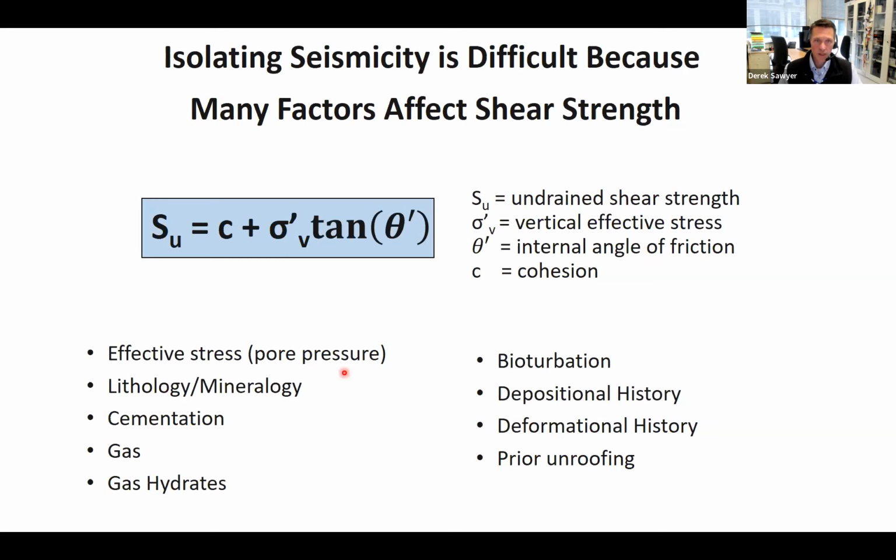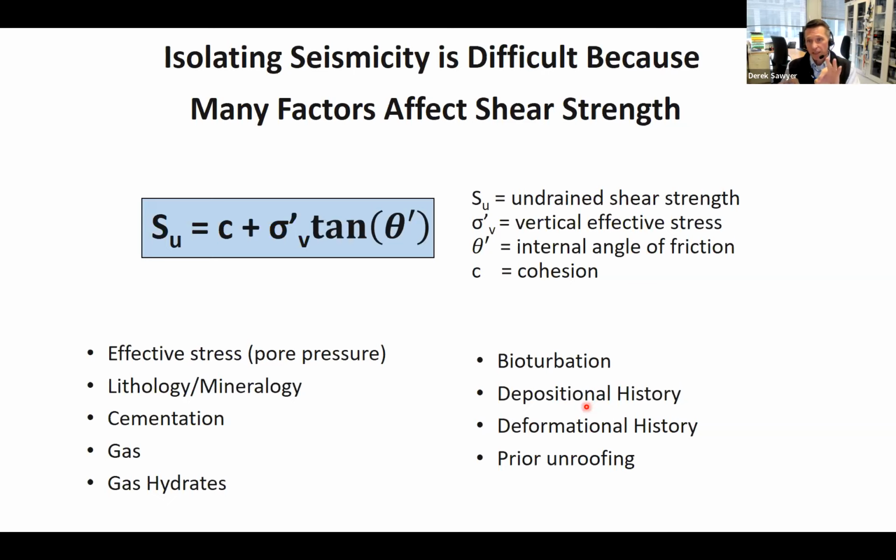And so this is just a list of things that can affect that measurement of shear strength, that vane shear measurement. You can think about effective stress. If a sample comes from a high pore pressure, Mississippi fan type environment, and we take that up, it's already going to be softer than maybe normal. If it has different lithology or mineralogy components, if it has cementation or gas or hydrates, if it's been bioturbated, that's going to be a major impact on shear strength. And depending on whether or not it's already been unroofed by prior landslides, or if it itself is a deposit of a landslide, it's going to have very different shear strength profiles.